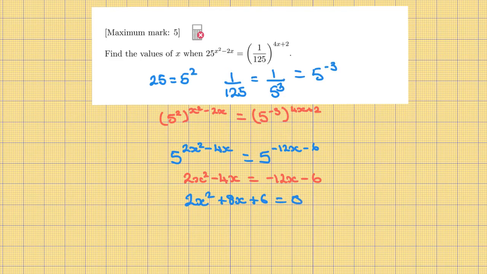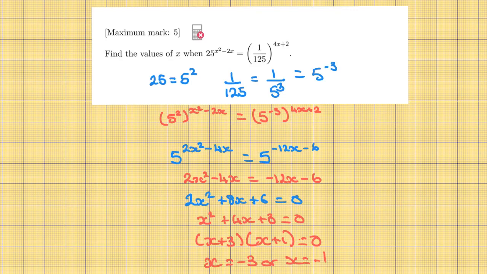I can now divide through by 2 to make it easier. So I've got x squared plus 4x plus 3 equals 0. So therefore I've got x plus 3, x plus 1 is equal to 0. So x equals minus 3, or x equals minus 1.